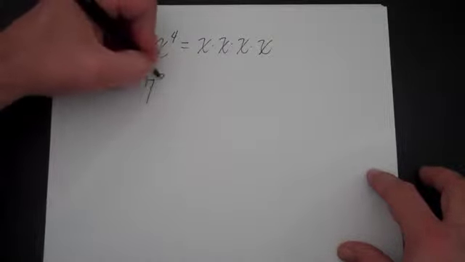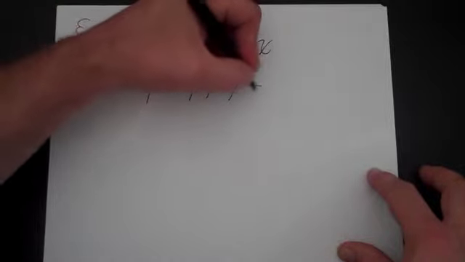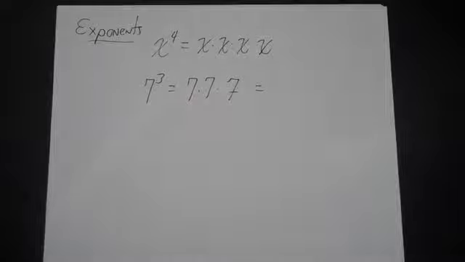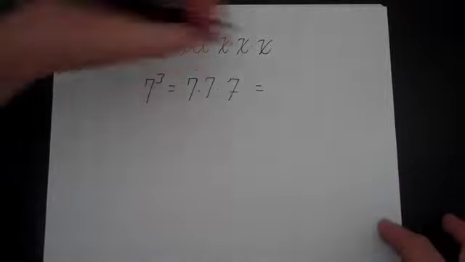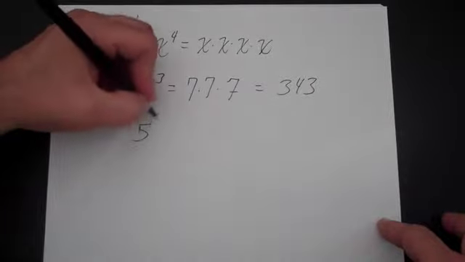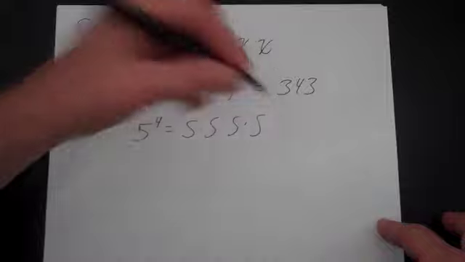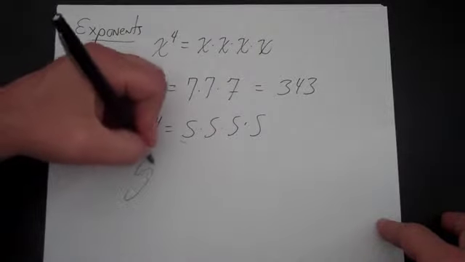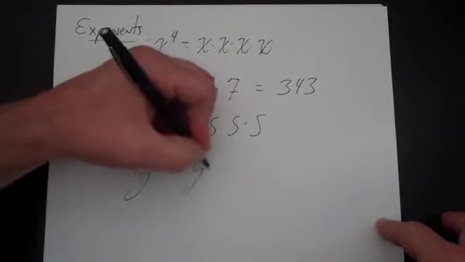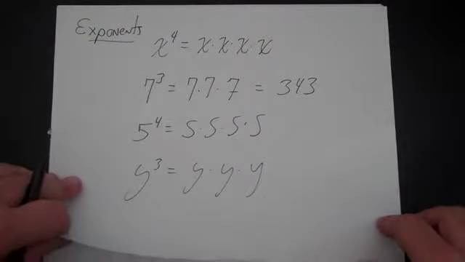And 7 to the third is 7 times 7 times 7. 7 times 7 is 49. 49 times 7 is going to be 343. 5 to the fourth is simply 5 times 5 times 5 times 5. Y to the third, y times y times y. That's what an exponent is. Pretty straightforward. Now, let's think for a second about what a root is.